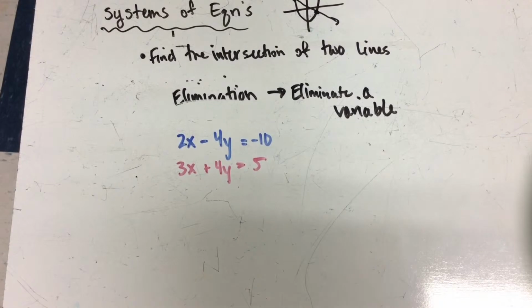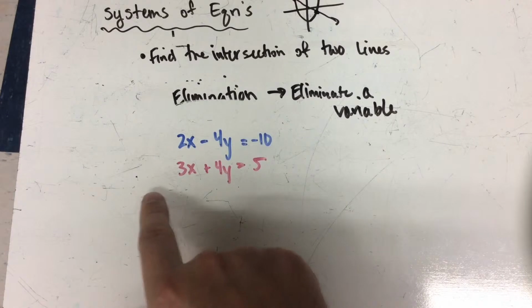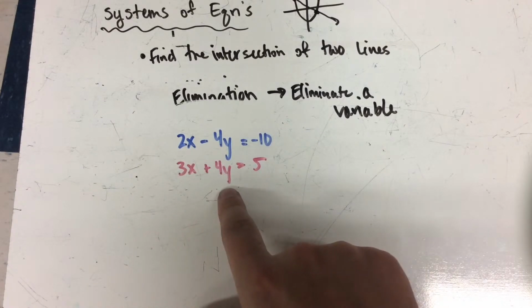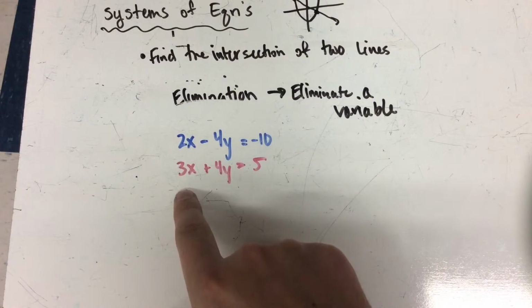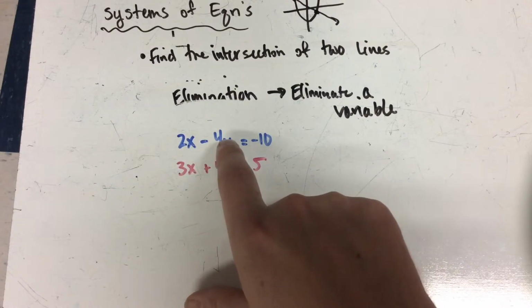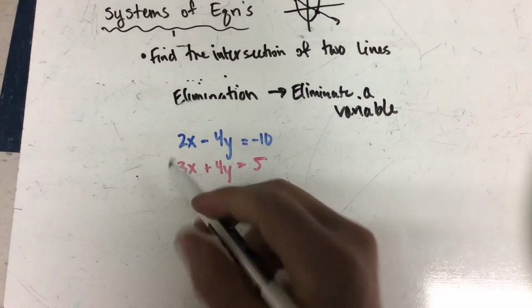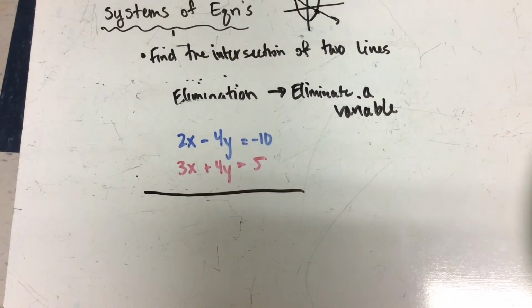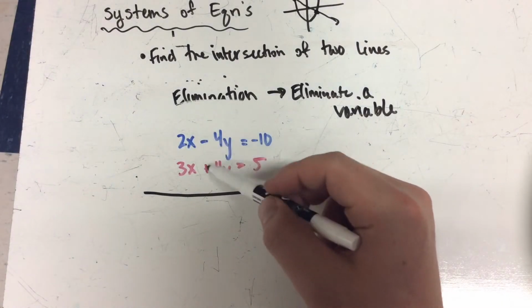Okay, here's another system. Again, we have a blue equation that says 2x minus 4y equals negative 10, and we have 3x plus 4y equals 5 as our pink equation. We want to look across these and see which variable has the same coefficient. Let's see, 2x and 3x, those aren't going to work. But on the y, we have a 4 and a 4, so we can eliminate. So we're going to draw our line across, and we need to decide: are we going to add or are we going to subtract? That's when the negative or the positive comes into play.